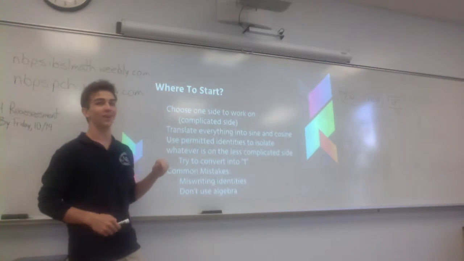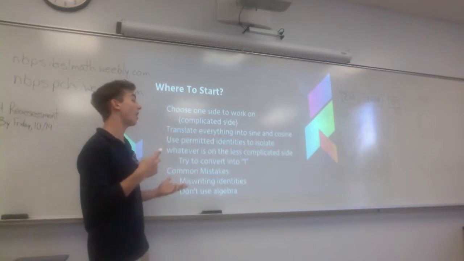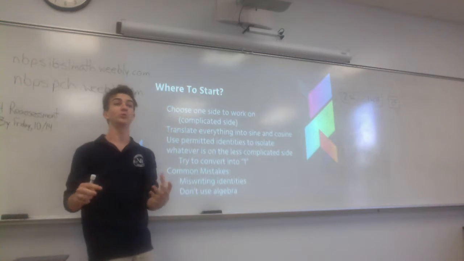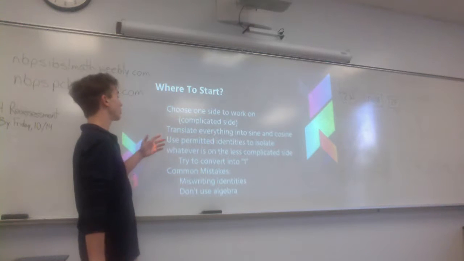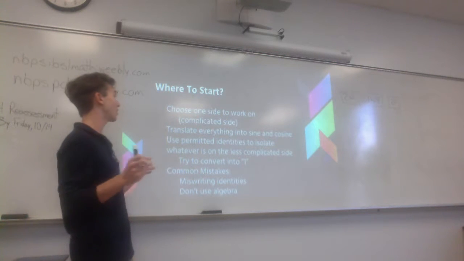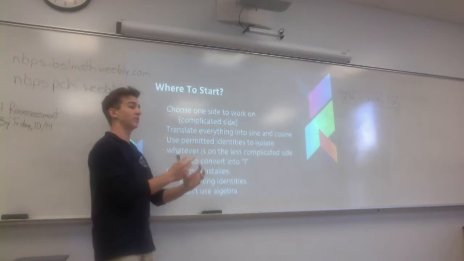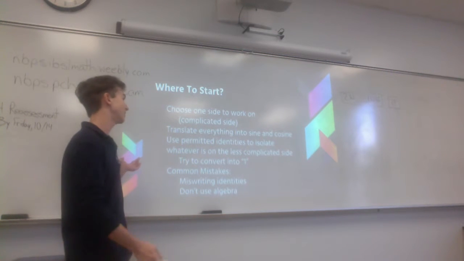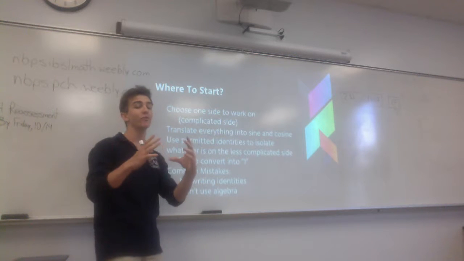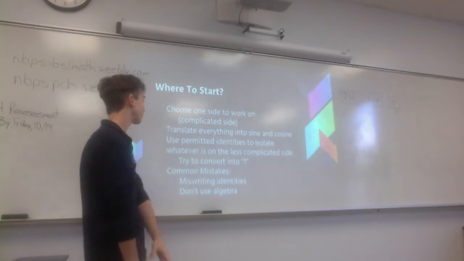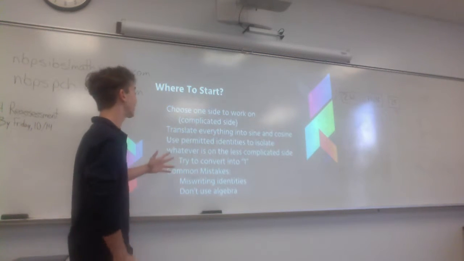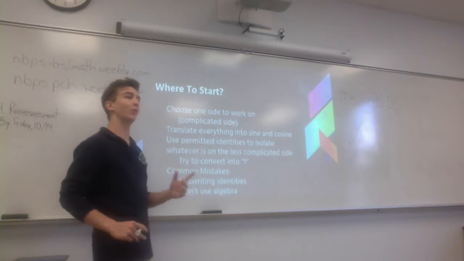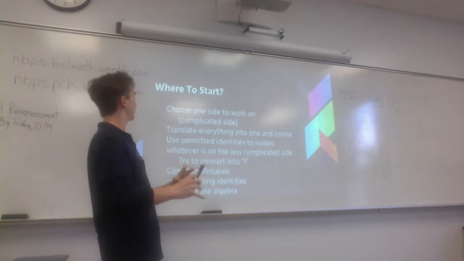Choose one side to work on, preferably the more complicated side, because that's the side that you're going to be trying to simplify and make equal to the less complicated side. So you're going to want to translate everything into sine and cosine, because those are the simplest units, if you want to call it that, and use whatever permitted identities you want to isolate whatever is on the less complicated side. And if you're still stuck, try to convert into ones. Sines, cosines, and ones are where you really want to be to keep it simple.